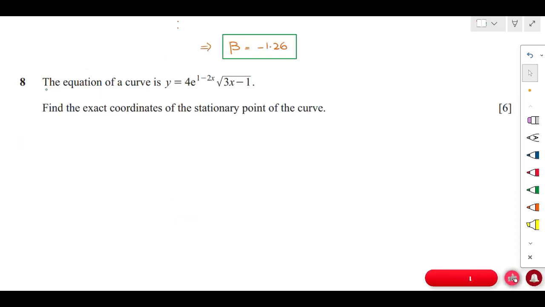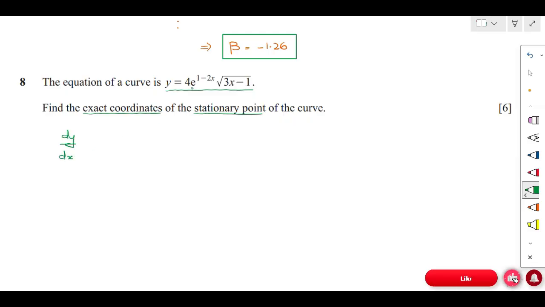Now question number 8. This is the equation of the curve. Find the exact coordinates of the stationary point of the curve. For the stationary point, we need to put the first derivative equal to 0, right? So here we can take the first derivative, dy over dx.